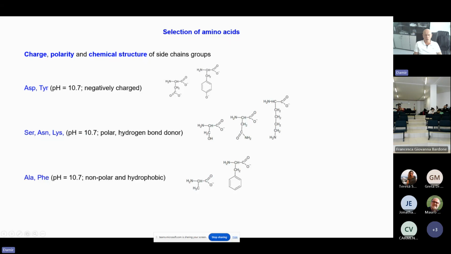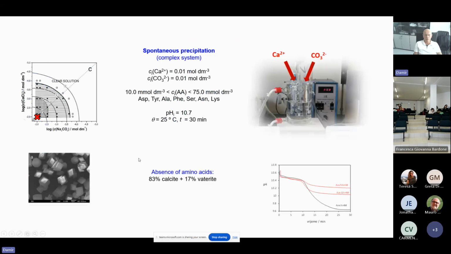and we assume that they can make hydrogen bond contributions to other molecules, but also to the crystals that are in the suspension. And finally, we use alanine and phenylalanine as non-polar and hydrophobic amino acids.